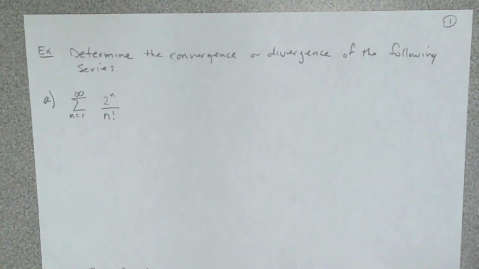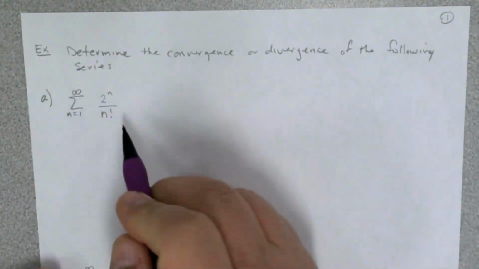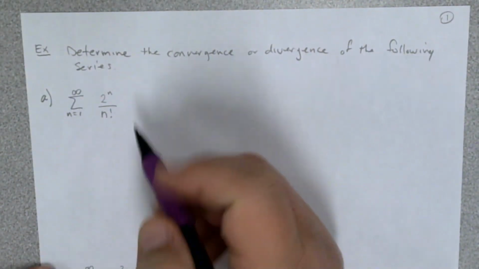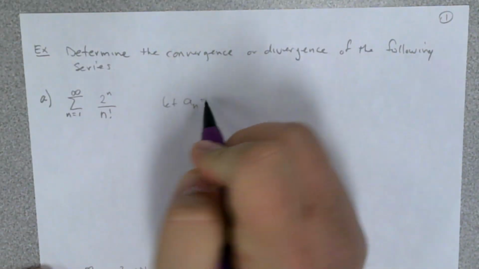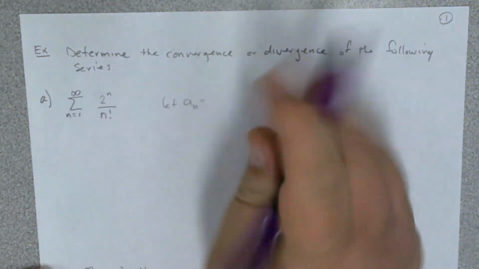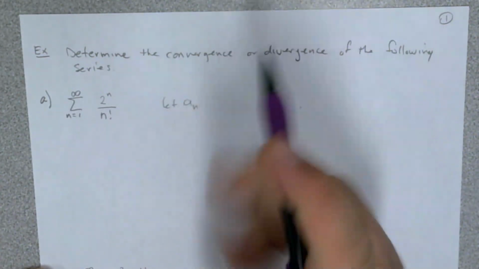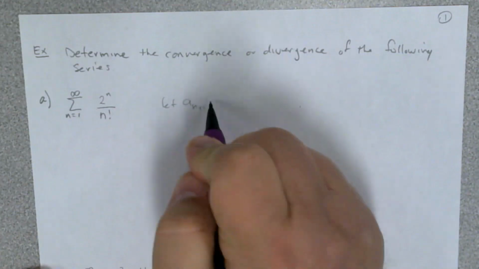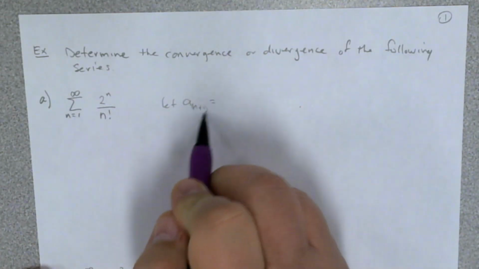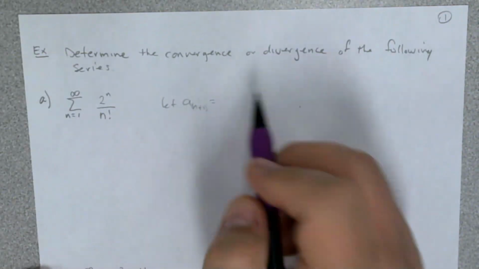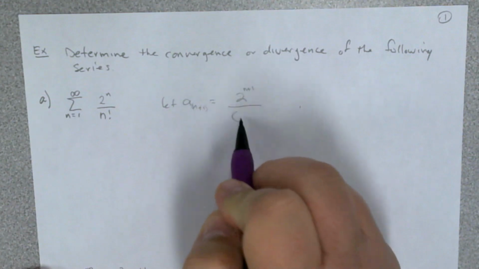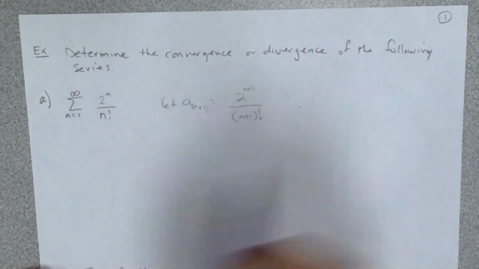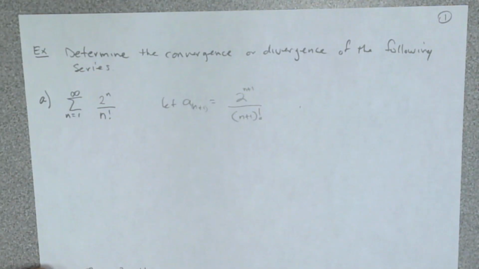Determine the convergence or divergence of the following. So here's our first series. Okay, so the first thing you want to do, well that's our series, so what is a sub n? Let's do a sub n plus 1, so you can see how that's done. All you do is take whatever n is and put a plus 1 there. So this is going to be 2 to the n plus 1 over n plus 1 factorial. So that's how you determine those.